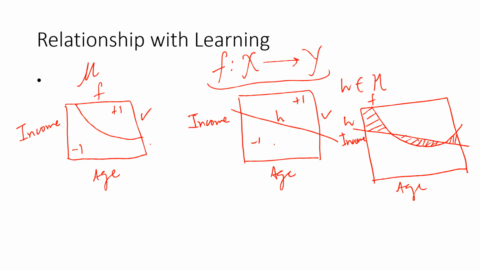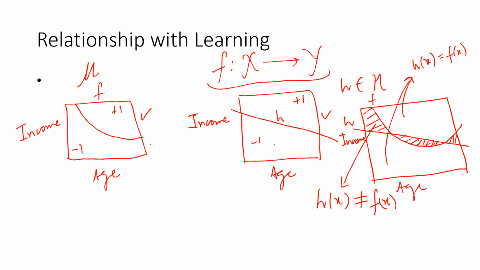Basically, I can put that in writing. I can say that the blank area is where h of x is equal to f of x, which means they agree. I'm looking at a binary problem where +1 and -1 are the only outcomes. So these are the regions where this is true, the blank regions. But the shaded ones are where h of x is not equal to f of x.